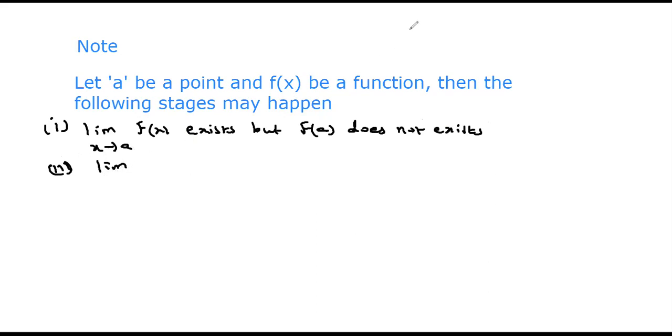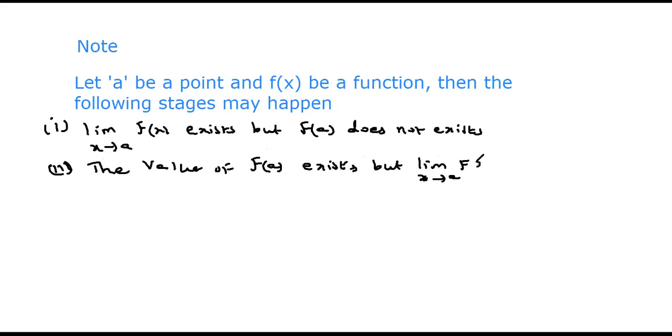Okay, the value of f of a exists but limit x tends to a f of x does not exist. Okay, understand பண்ணிட்டீங்களா? Limit x tends to a f of x does not exist.